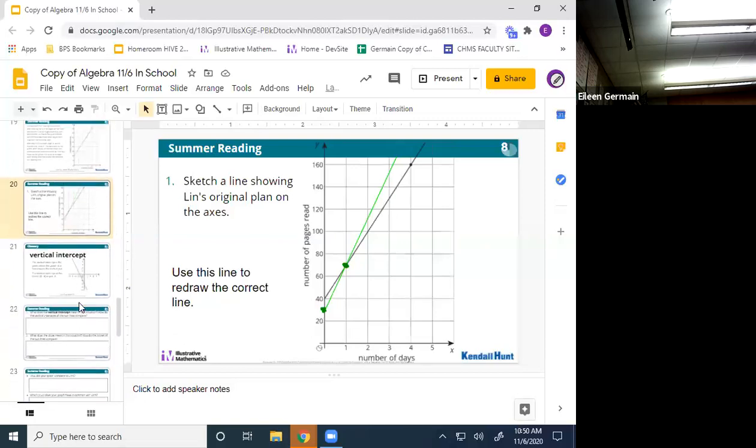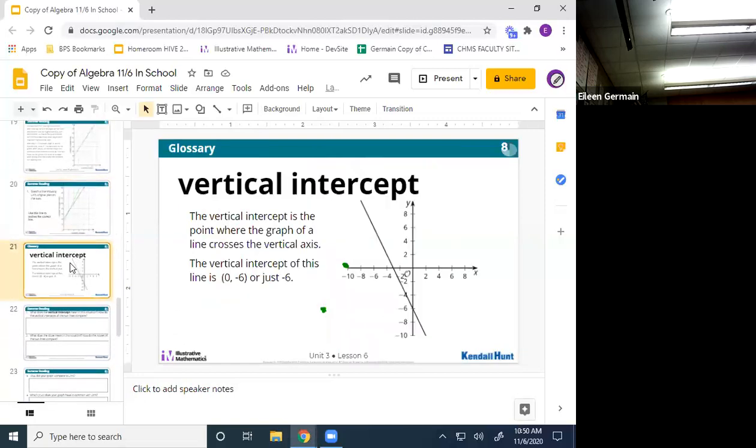Okay. So we're introducing this new idea of the vertical intercept. The vertical intercept is the point where the graph of a line crosses our vertical or y-axis. Pretty self-explanatory. You're looking at your y-axis. Where does my equation cross that axis? You write it as a coordinate: 0, comma, and wherever it hits.